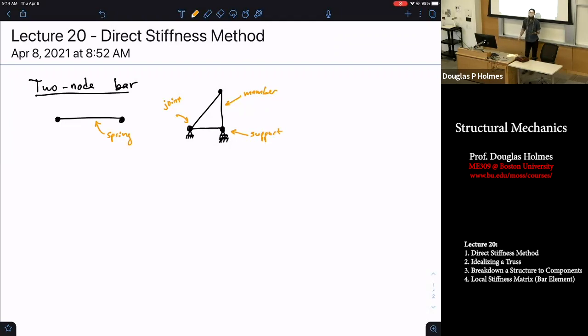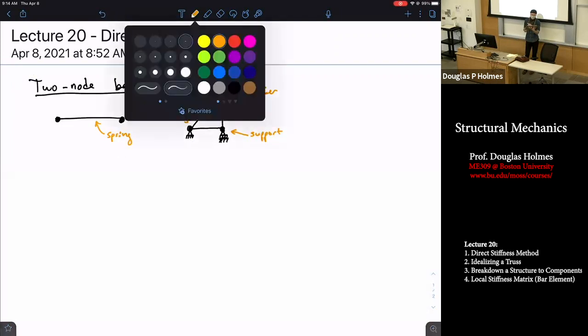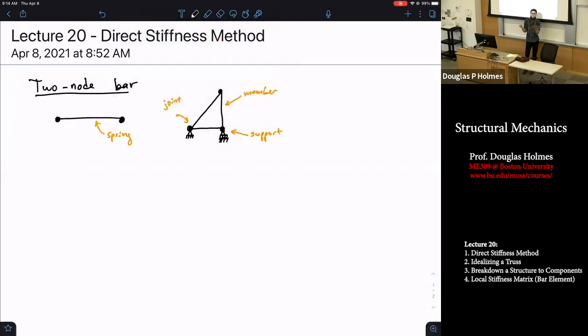So the procedure we're going to use here, I can write it down here, is what's referred to as the direct stiffness method.